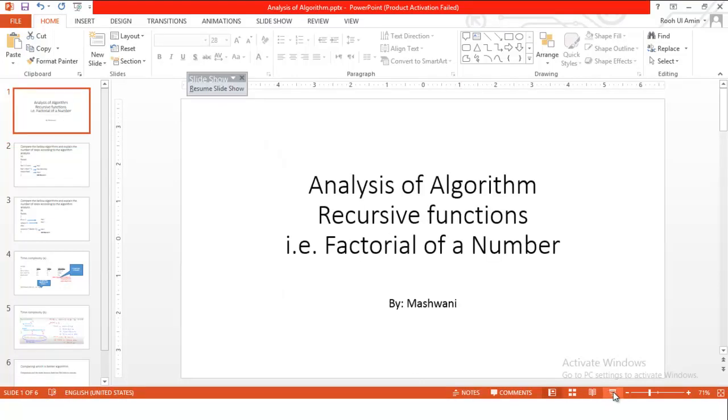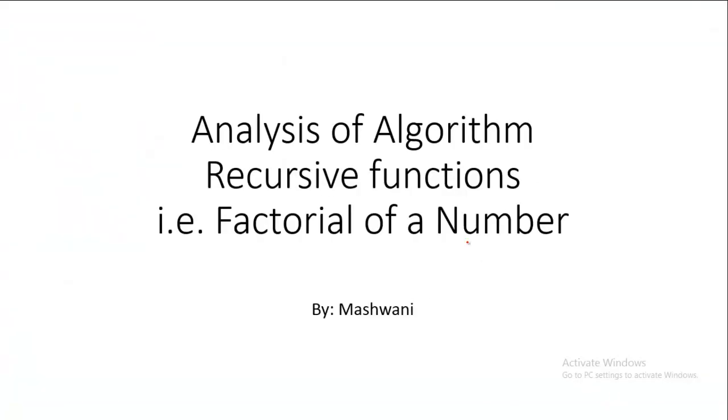Bismillahirrahmanirrahim. Analysis of algorithm, recursive functions, that is factorial of a number. So how could we find it? First of all, we need to know about factorial of a number. For example, 5 factorial.